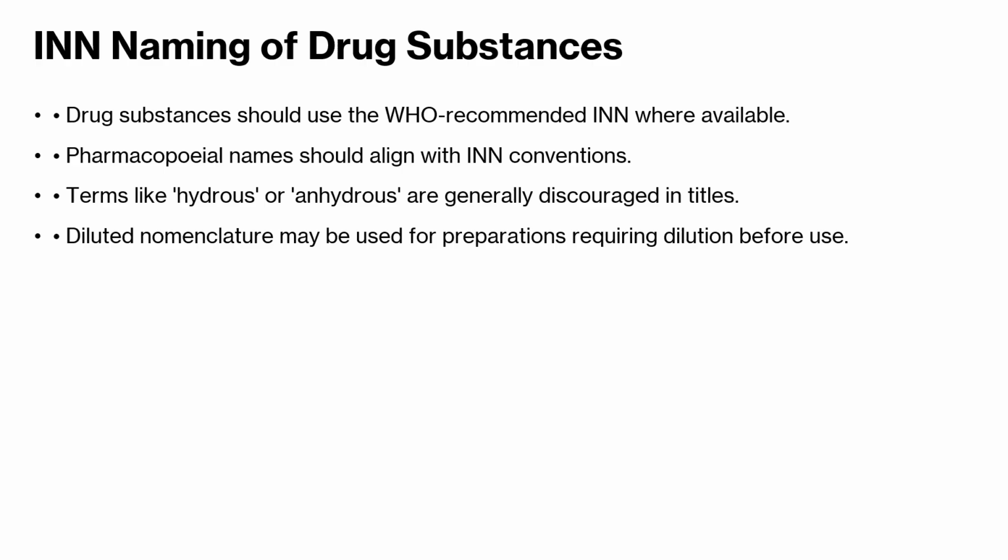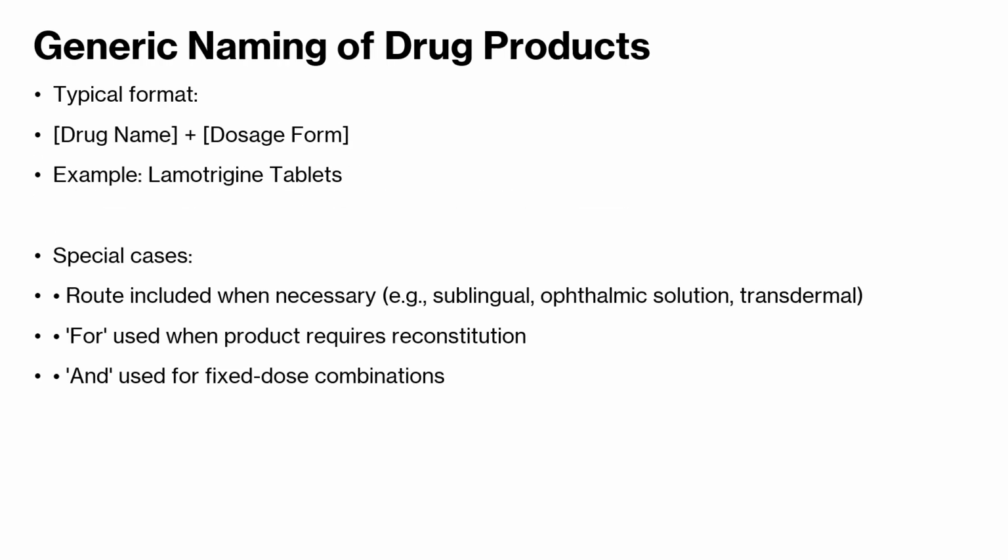Diluted nomenclature may be used for a preparation requiring dilution before use. For example, diluted isosorbide mononitrate and diluted nitroglycerin are accepted. The generic name of the drug product is typically defined in terms of drug name plus dosage form. For example, lamotrigine tablets. In special cases, the route is included when necessary.